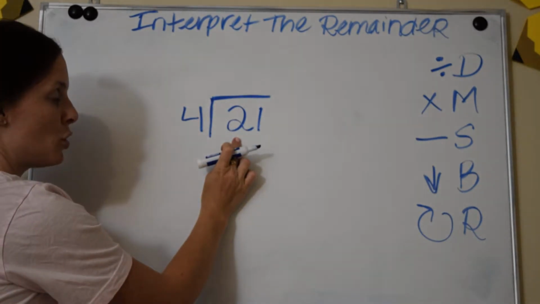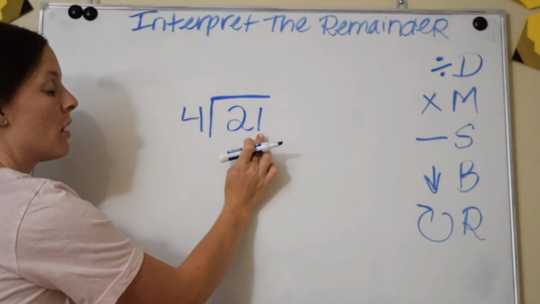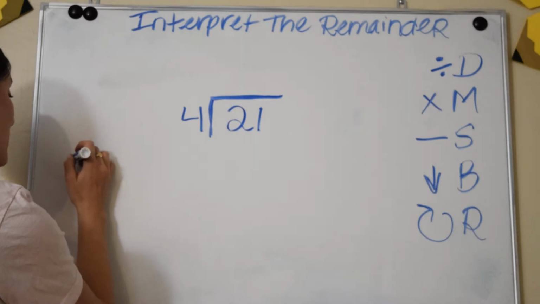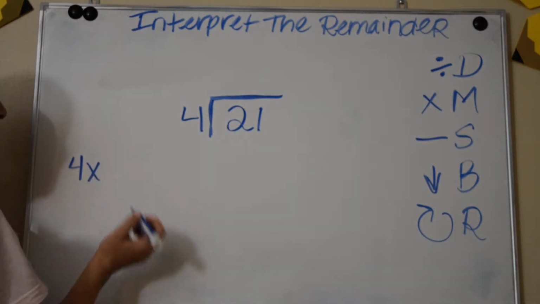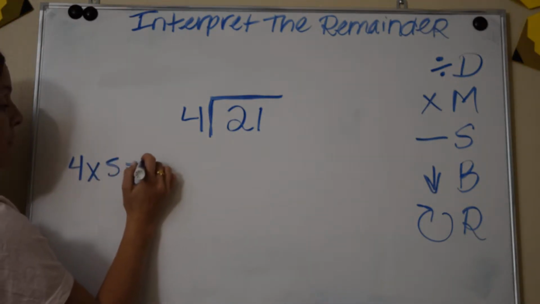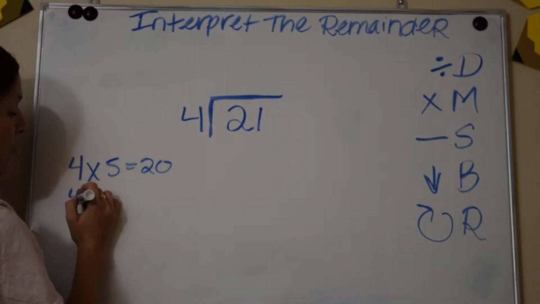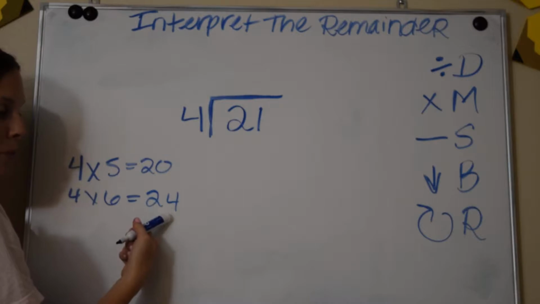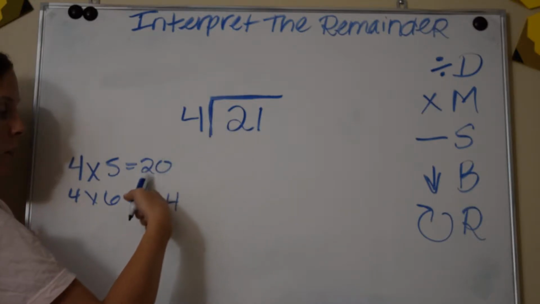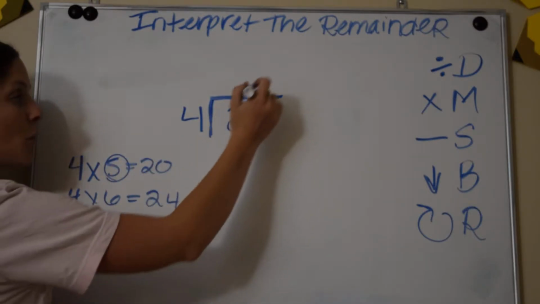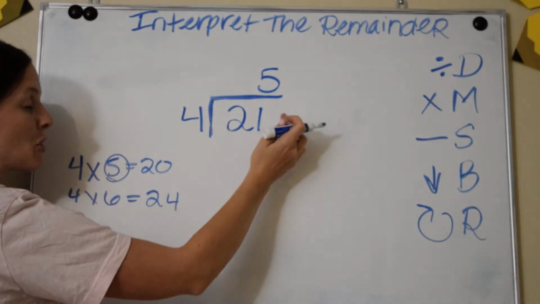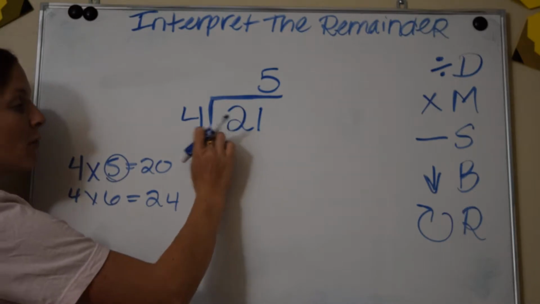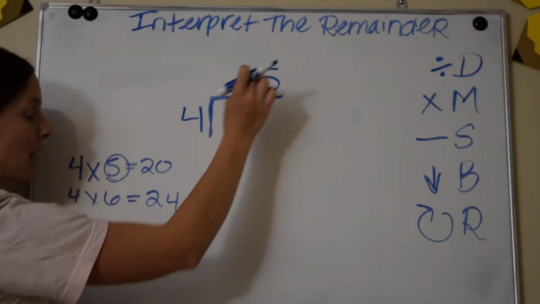4 cannot go into 2, so I need to say how many times does 4 go into 21? So I'm going to list my facts over here. I know that 4 times 5 is 20, and 4 times 6 is 24. 24 is too big. I can only go up to 21. So my answer is going to be 5. So I place the 5 above the 1. Make sure it's placed right here, not above the 2, because we said 4 goes into 21 5 times.